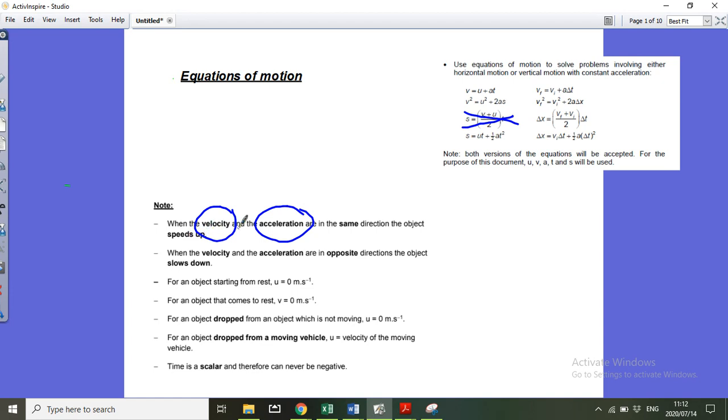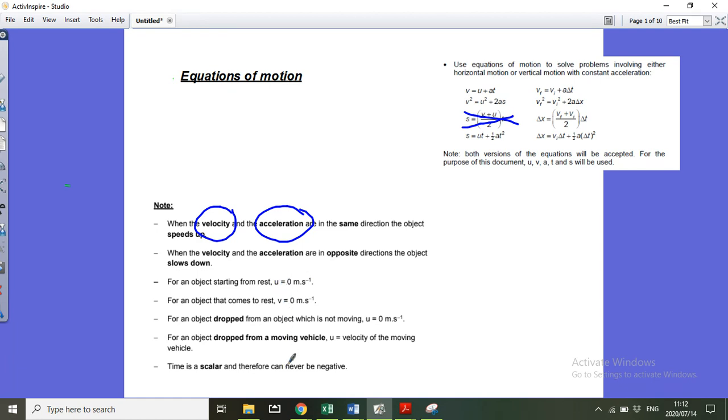Please also use the words speed up, left, right, up, down. Use English when you answer these questions. Don't try and be fancy and say in a negative westerly direction when you mean east. Now here, the velocity and acceleration in opposite directions would mean it slows down. So that means the force is applied against my motion, so it's going to make me slow down.